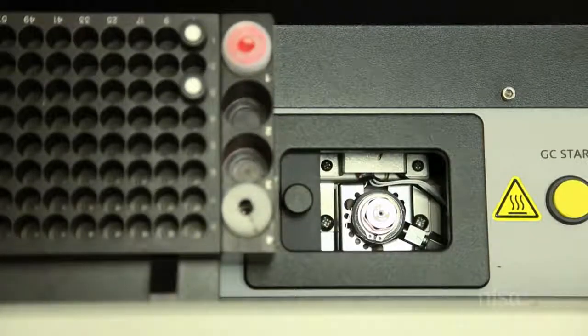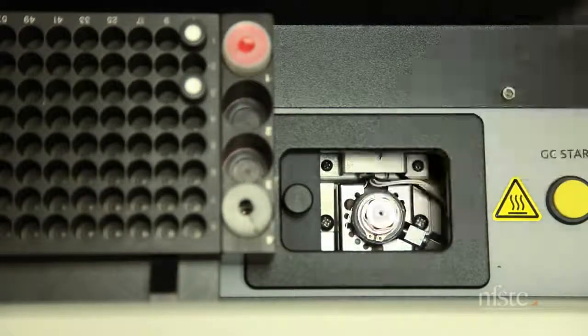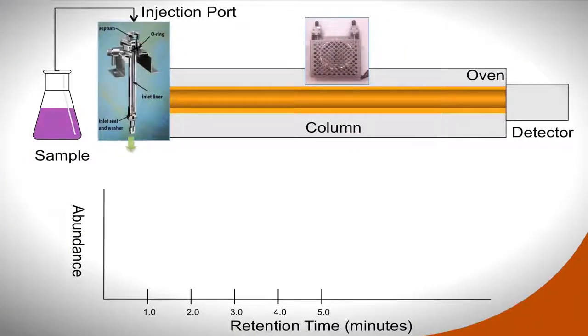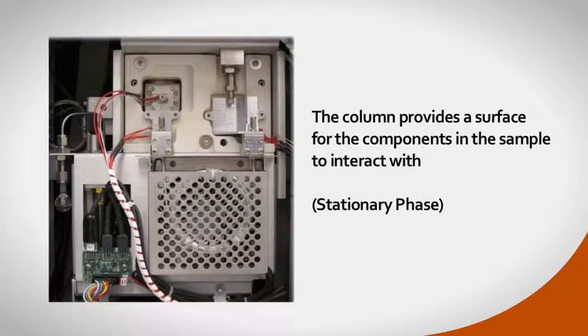After sample preparation, a microliter amount of the prepared liquid sample is injected into the injection port of the GC device, where it's immediately volatilized and mixed with a carrier gas. This gas serves to move or push the solutes forward down the capillary column in what is known as the mobile phase. This column provides a surface for the components in the sample to interact with.